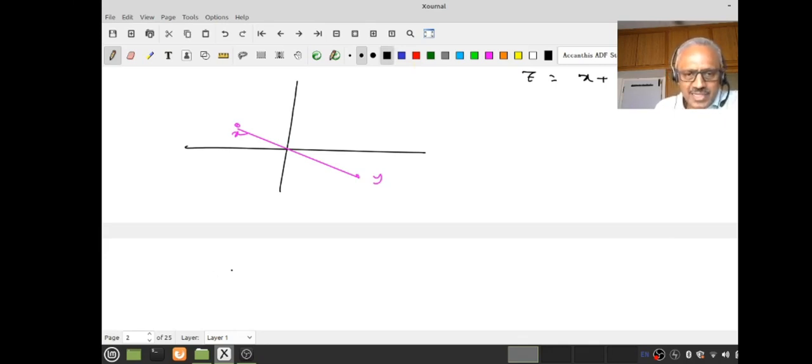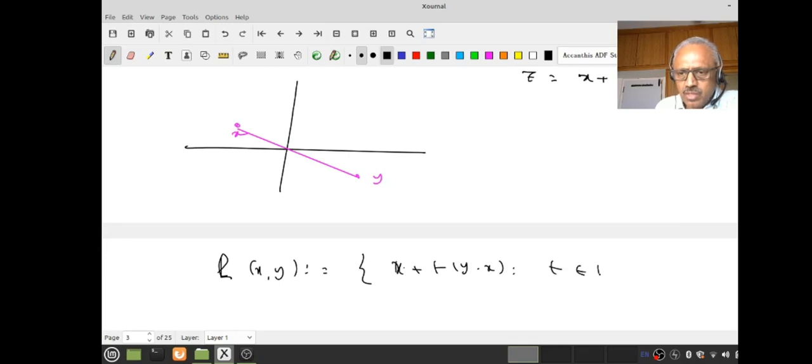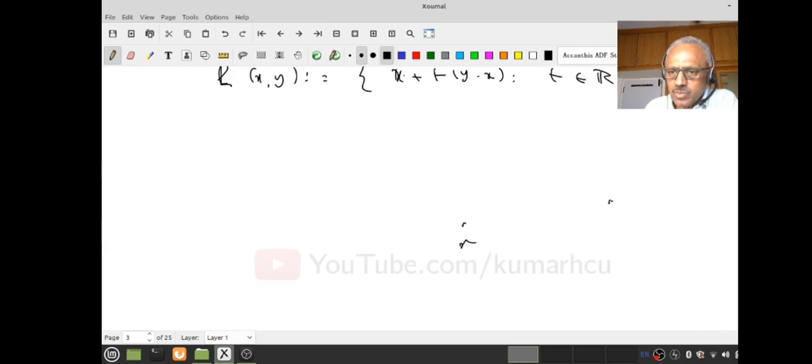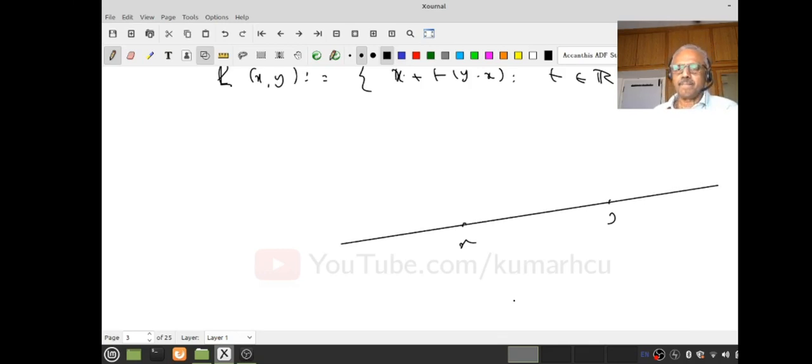So the line joining x and y is exactly the same thing, that is x plus t times (y minus x), where t is allowed to vary through all of R. Therefore this will be x, this will be y, and this will be the line joining them. When t is 0, this is x. When t is 1, it is y, and when t is negative, it may be here. And why is it called a line?